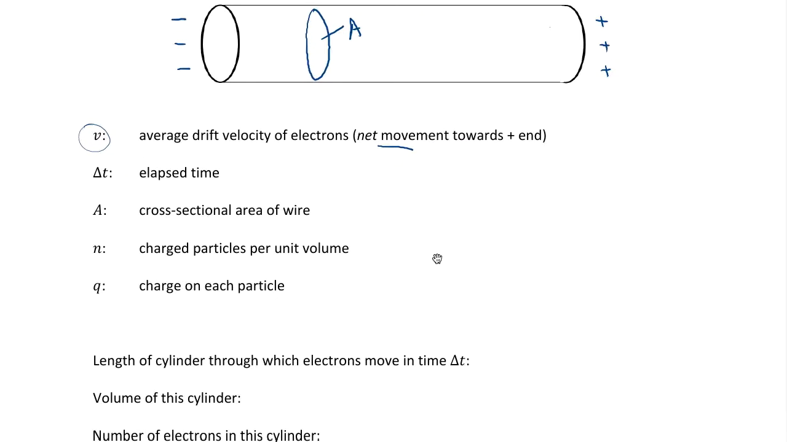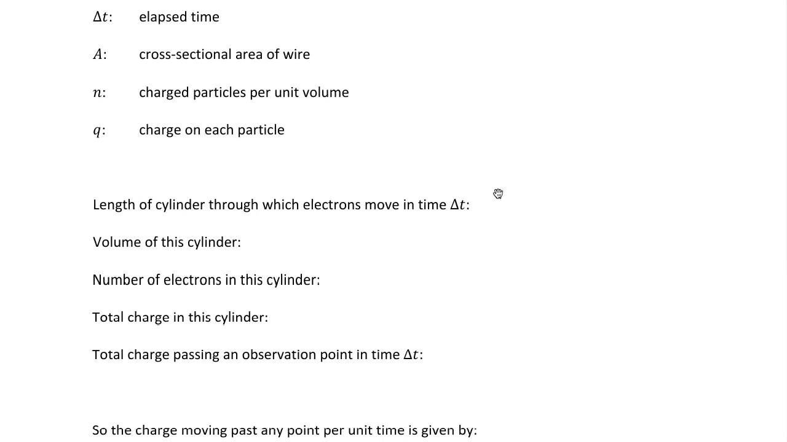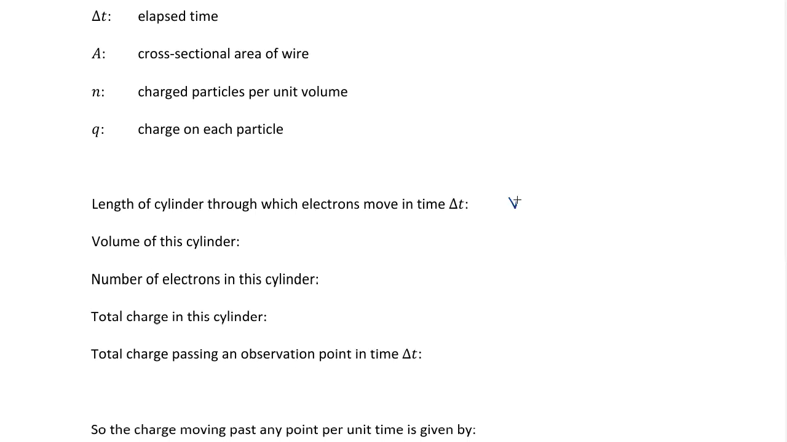So if we have a cylinder like this, and the electrons are moving to the right at speed v, then in a time delta t, the length of this cylinder is just the speed that they're moving multiplied by the time we allow them to move. The length of the cylinder through which the electrons will move in a time delta t is equal to v delta t, because distance is equal to speed times time. The distance they move is their speed multiplied by the time we let them move.